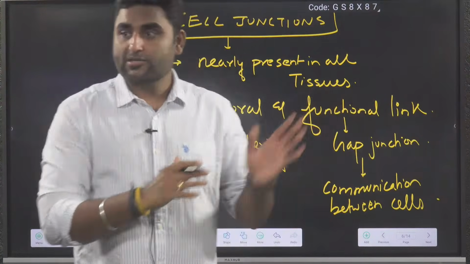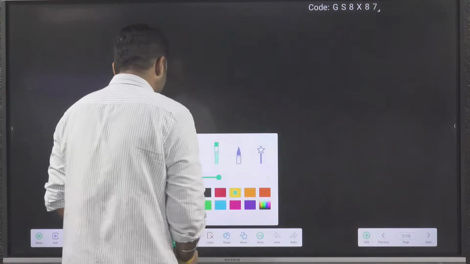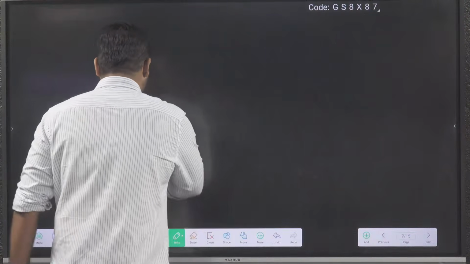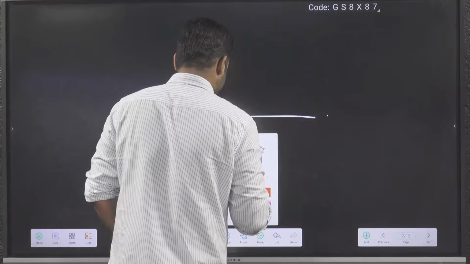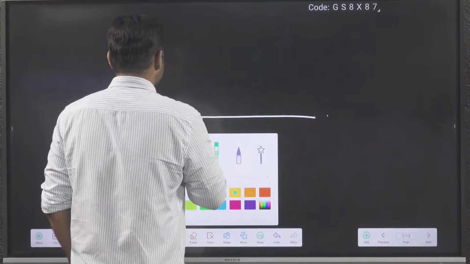Now let's move on to the types of cell junctions one by one. I will show you a single diagram. In this single diagram, we will study all the junctions. Ready? So we have two cells. Let us take two cells.